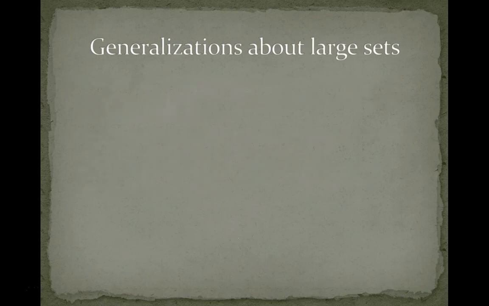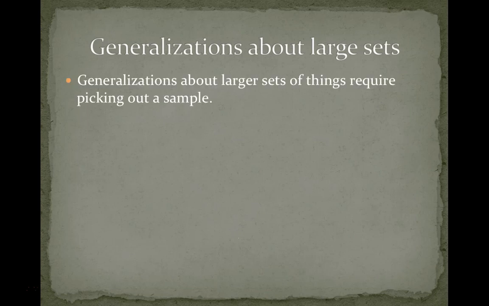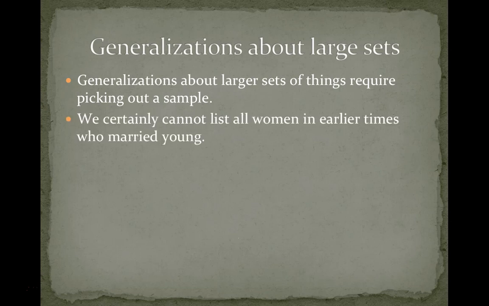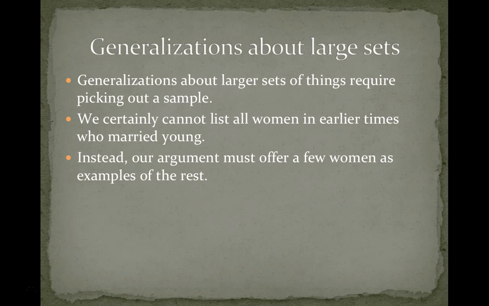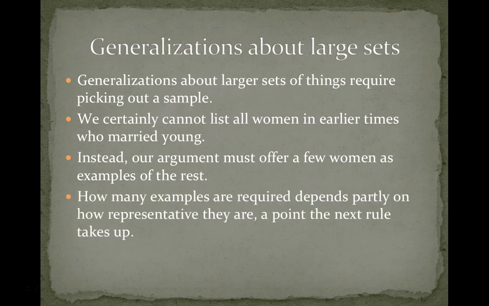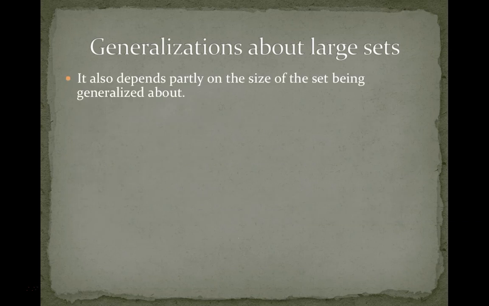Now, let's consider generalizations about larger sets. Generalizations about larger sets of things require picking out a sample from that large set. This is because we can't list, for example, all of the women in earlier times who married young. Instead, our argument must offer a few women as examples that apply to all of the rest. How many examples are required depends partly on how representative they are, a point that we're going to take up next. It also depends partly on the size of the set being generalized about.